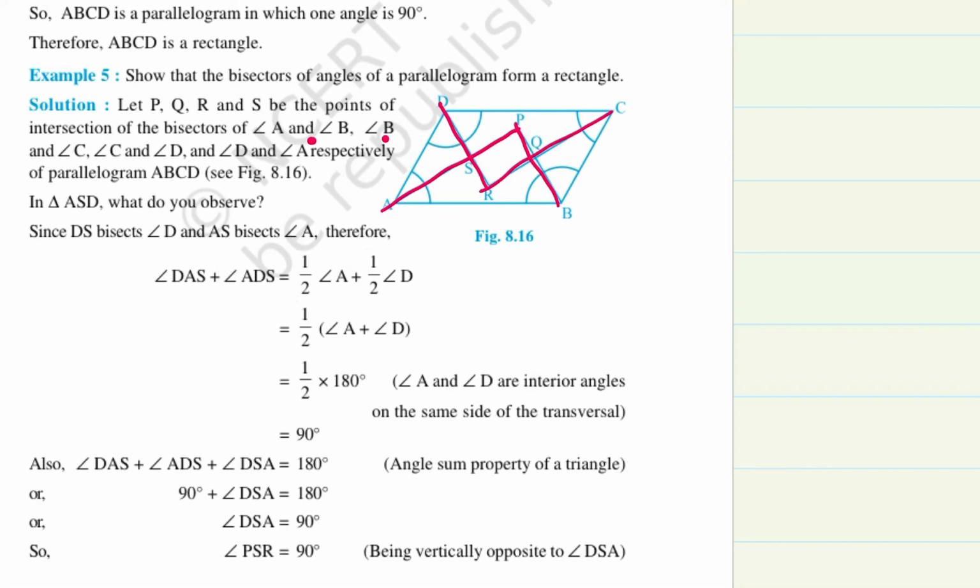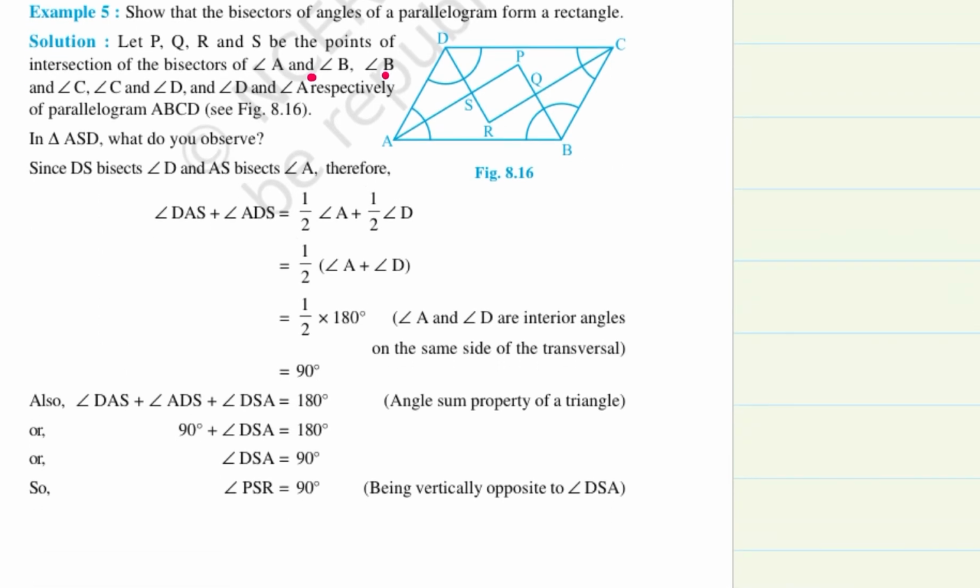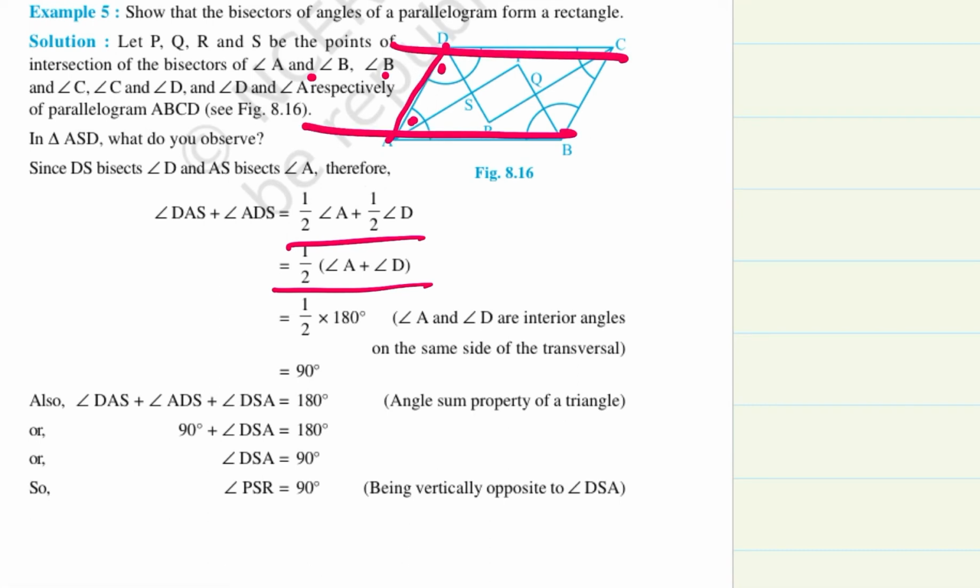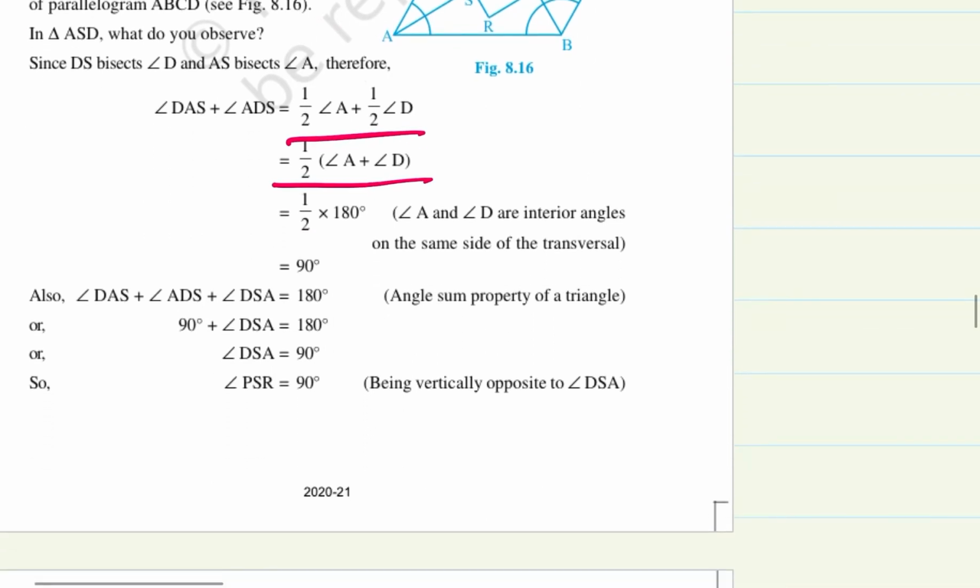In triangle ASD, we know that DS bisects angle D and AS bisects angle A. Therefore, angle DAS plus angle ADS is equal to 1 by 2 of angle A plus angle D, because they are half of that angle. Angle A plus angle D is 180, because they are interior angles on the same side of the transversal between two parallel lines. So, they add up to 180 by the properties of lines. Therefore, 1 by 2 into 180 is 90.